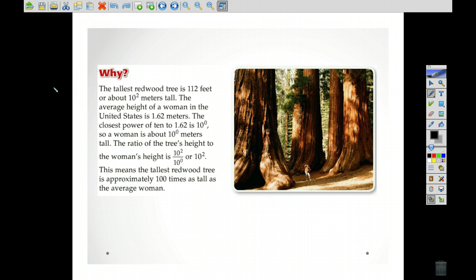Why would we do this? Say the tallest redwood tree is 112 feet, or about 10 to the second power meters tall. The average height of a woman in the United States is 1.62 meters. The closest power of 10 to 1.62 is 10 to the 0 power, so a woman is about 10 to the 0 power meters tall. The ratio of the tree's height to the woman's height is 10 to the second over 10 to the 0 power, or 10 to the second power. This means the tallest redwood tree is approximately 100 times as tall as the average woman. Fascinating.